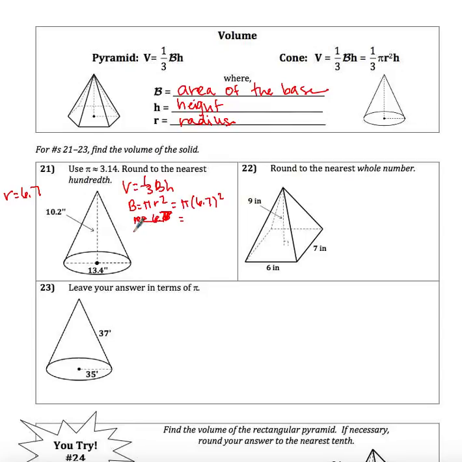Okay, so once I do that, let's plug in for our height, what our height is equal to, and that in this case would be 10.2. So my whole volume formula would be equal to 1/3 pi times 6.7 squared times the height, which is 10.2.